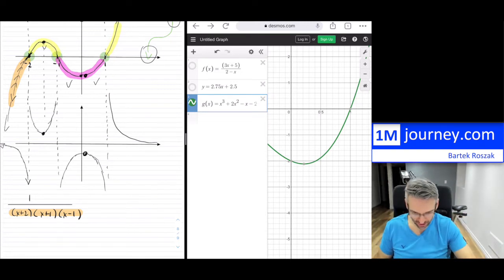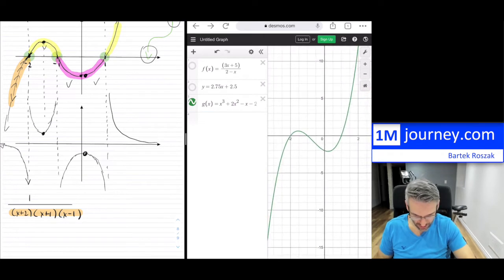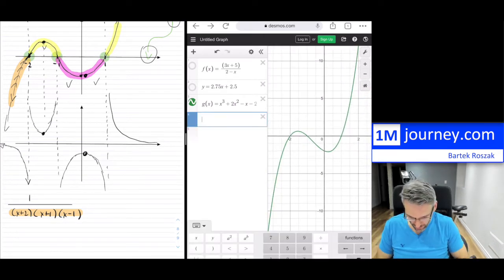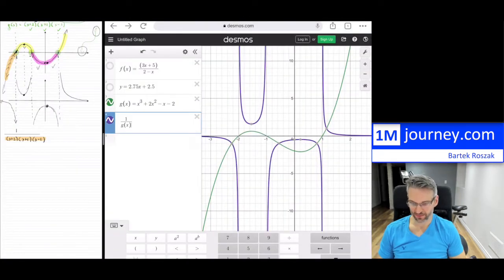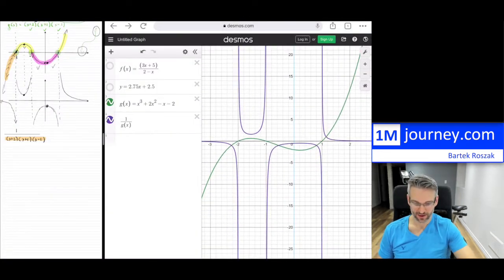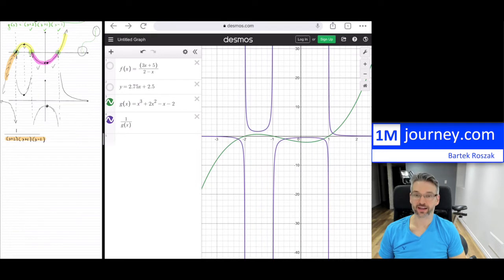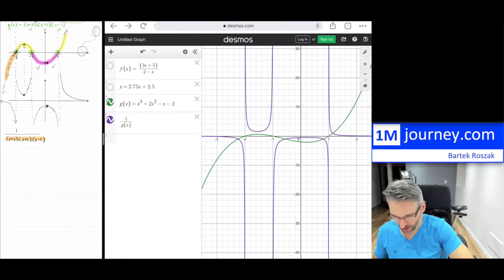So this is awesome. Let's take a look and see. 1 over g of x. All right, so there you have it. Our sketch was right. That's how it looked, the purple that you see there. You can see them side by side. My sketch is not very pretty, but it certainly looks kind of like that. So that is another question out of the way.